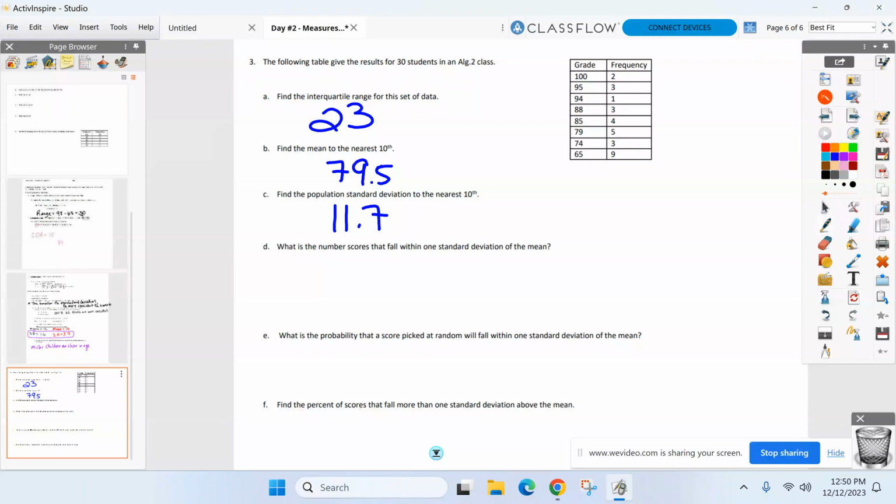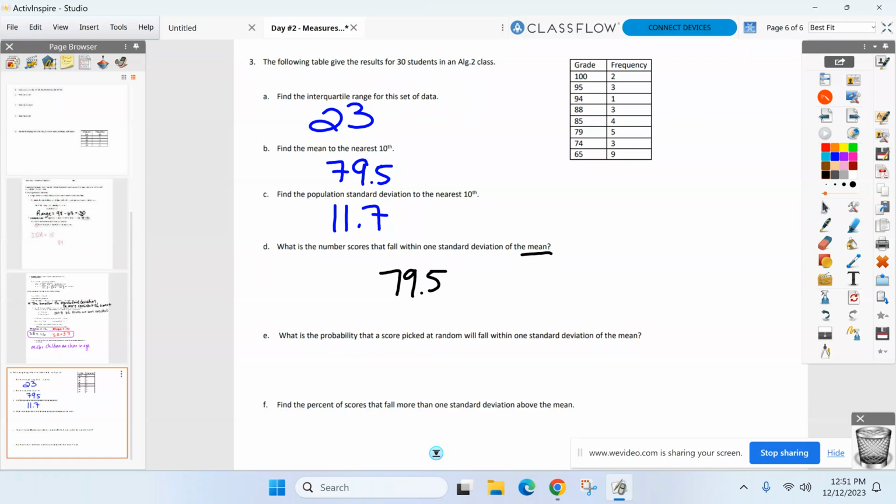We just can't type in, look at our calculator. Question D, what is the number of scores that fall within 1 standard deviation of the mean? Let's first start here. What did we find out the mean was? So 79.5 is in the middle here. And I want to find how many scores fall within one standard deviation. What did you find was the standard deviation? 11.7. So I'm going to use that and the mean to find how many scores fall within.